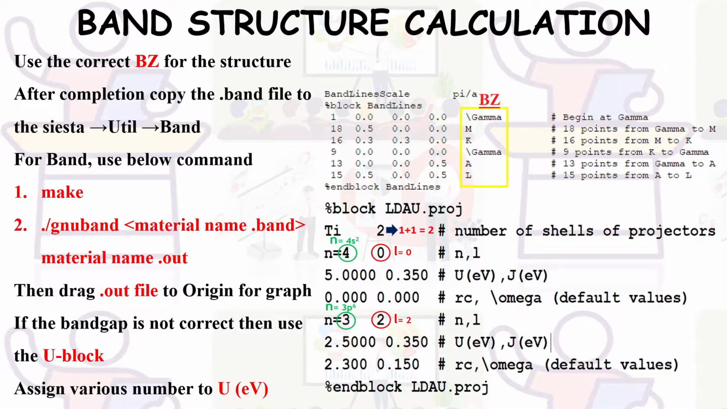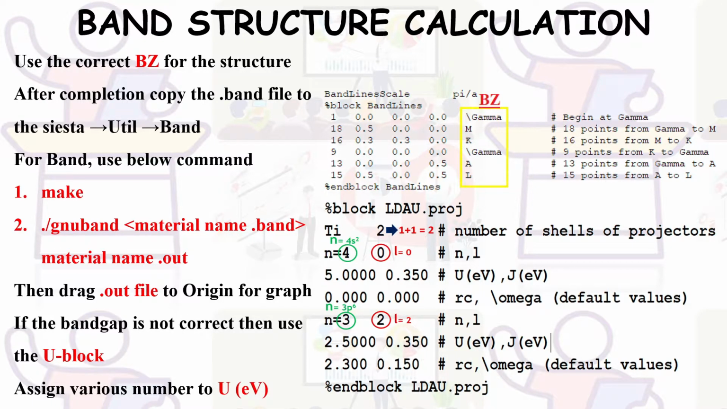So usually DFT basically underestimates the band gap. So then you need to, especially for the transition metals. So for the transition metals, here you can see for titanium in this case.